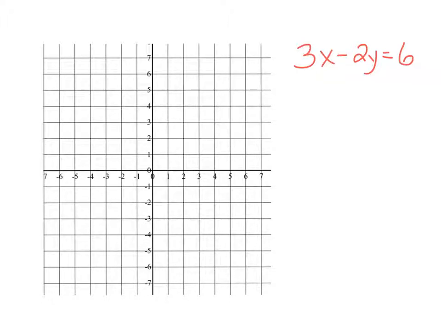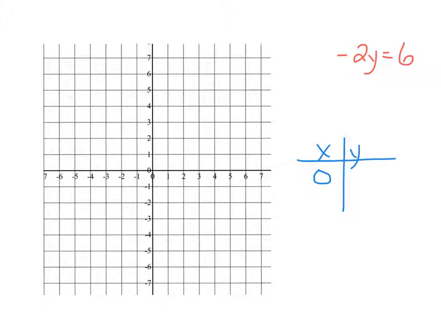Okay, hopefully you've been able to graph this. Let me talk through the steps. As I go through and graph this, I am going to set up my t-chart with x and y as the headings. The very first thing I'm going to do is let x equal 0. As soon as I let x equal 0, that means 3 times 0 is 0, so this is going to disappear. So now I have negative 2y is equal to 6.